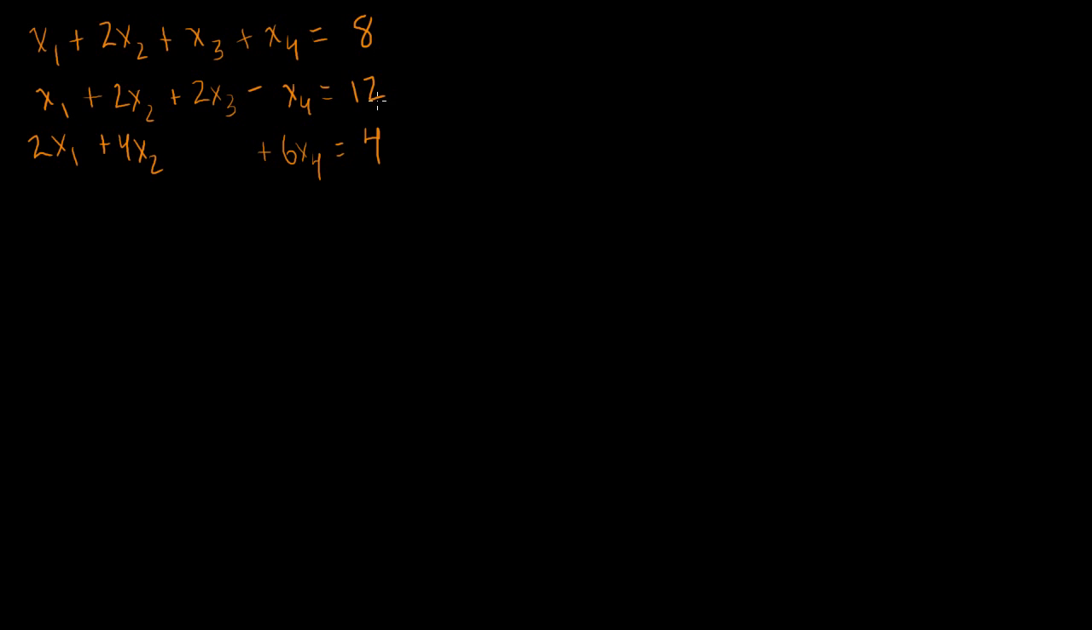So let's construct the augmented matrix for this system of equations. My coefficients on the x1 terms are 1, 1, and 2. Coefficients on the x2 are 2, 2, and 4. Coefficients on the x3 are 1, 2, and 0. There's, of course, no x3 term in the last equation, so we can view it as a 0 coefficient. Coefficients on the x4 are 1, minus 1, and 6. And then on the right-hand side of the equal sign, I have 8, 12, and 4. There's my augmented matrix.